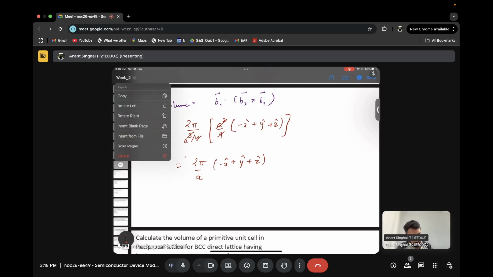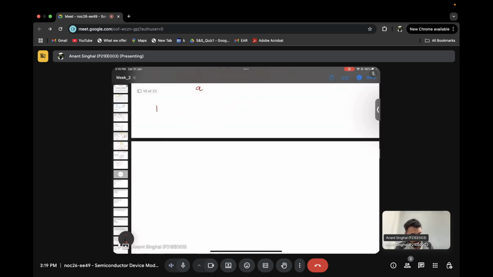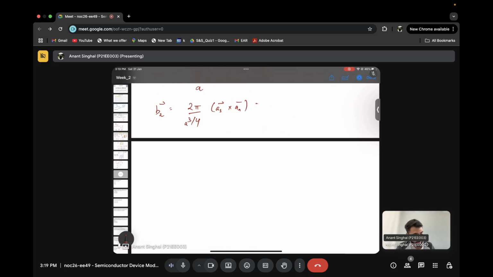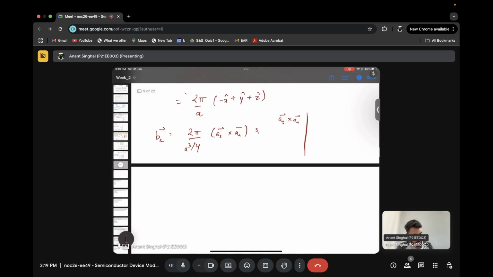Now we can do the same for b2 and b3. So let's do that quickly. Let's first calculate b2. It will be 2 pi by volume, which is again this, and then it will be a3 cross a1. Let me write that: a3 cross a1. A3 and a1 we have already defined. So this is x, y, z. a3 will have the z component as 0, so this will be a by 2, a by 2, 0. a1 will have the first component.